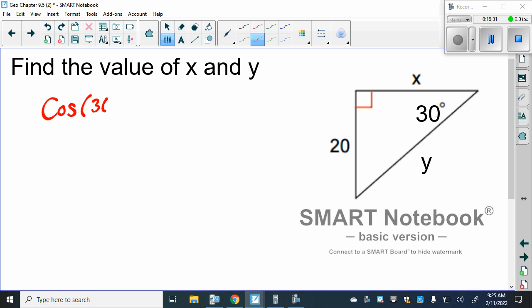So I can use cosine of 30 degrees because it's equal to, or not cosine, because cosine is what over what? Adjacent over the hypotenuse. So this would actually be sine of 30 degrees, because sine is opposite over the hypotenuse.